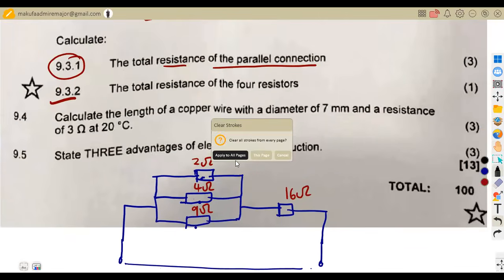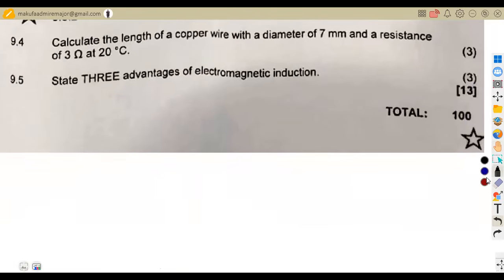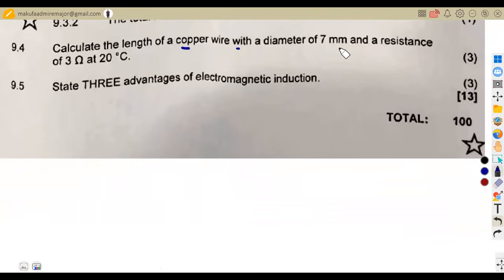So let us check the other part now, which is 9.4. We are given here: calculate the length of a copper wire having a diameter of 7 millimeters, resistance of 3 ohms, and at a temperature of 20 degrees Celsius. So how can we calculate the length? Remember from our resistance that resistance can be taken as resistivity times length over area. What we want here is to calculate the length, so we can make it the subject of the formula.